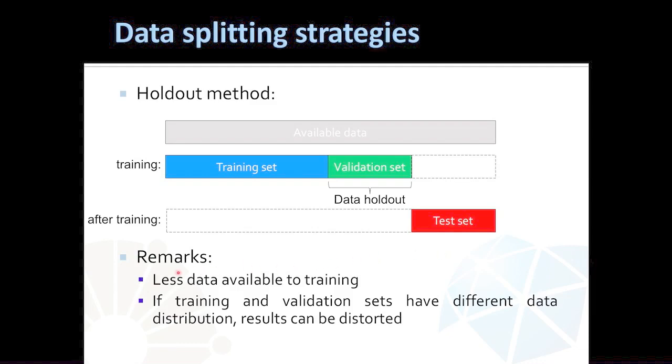There are some important remarks in the holdout method. First, since we have reserved some data to the validation set, the training set is smaller. Second, we must pay attention to the data distribution in both sets. If the training and validation sets have data with different distributions, the results can be distorted.